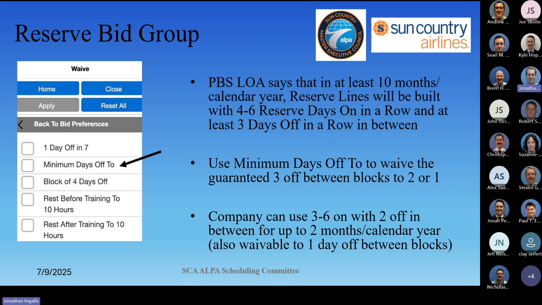You can use minimum days off to waive that guarantee down if you want to defer numbers. The company can 2 times a year say, we're willing to let you have between 3 to 6 days on in a reserve row. So a little shorter reserve blocks, but then we're only going to have 2 days off between reserve blocks instead of 3 days off between reserve blocks.